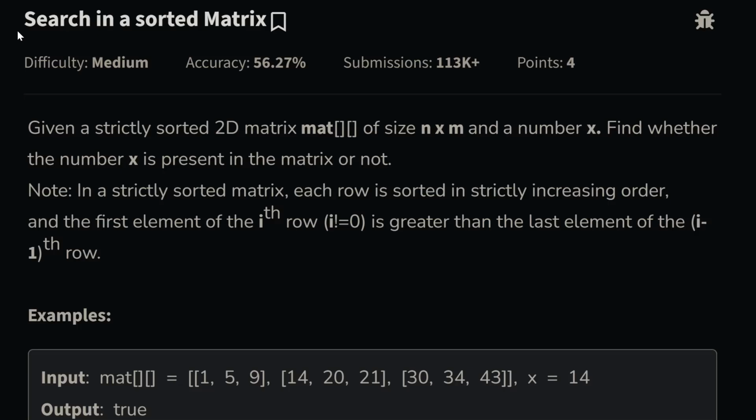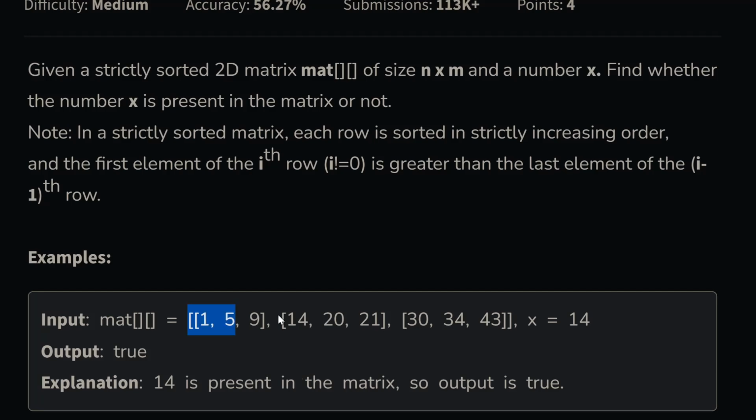Here we go. We have a question, search in sorted matrix. You are given a strictly sorted 2D matrix of size n cross m and an integer x. We need to find whether the number x is present or not. So you are given this matrix and we need to find 14. 14 is there, so the answer is true.